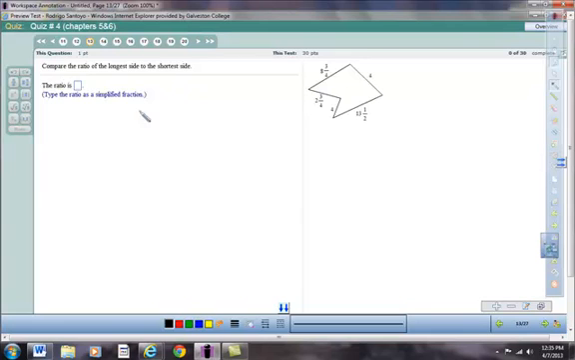Here they want us to write a ratio of the longest side to the shortest. So longest to the shortest. So let's just find the longest side. Looks like 13 1/2 is the longest side. The shortest side looks like it's going to be 2 3/4.